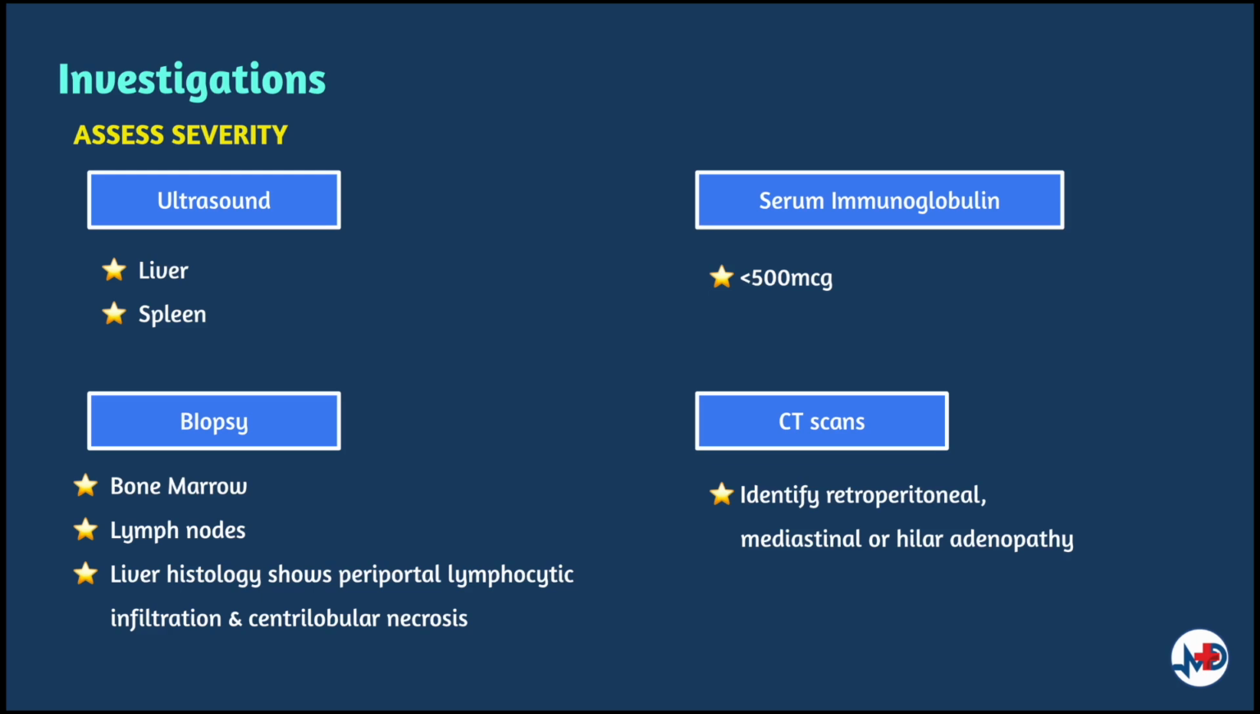Liver histology may demonstrate periportal lymphocyte infiltration and centrilobular necrosis in the case of leukemic infiltration. CT scans of the chest, abdomen, and pelvis are not routinely done in initial evaluation or follow-up, but may be used to identify retroperitoneal, mediastinal, or hilar adenopathy. Routine imaging is not recommended for initial staging.